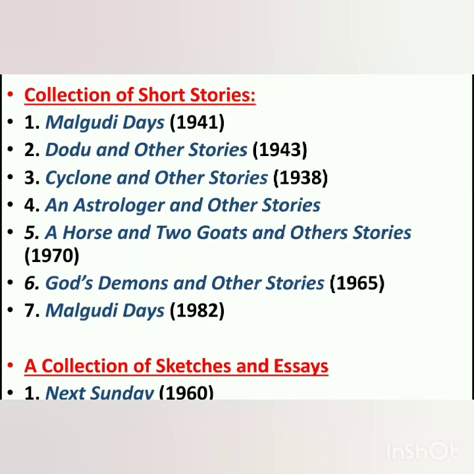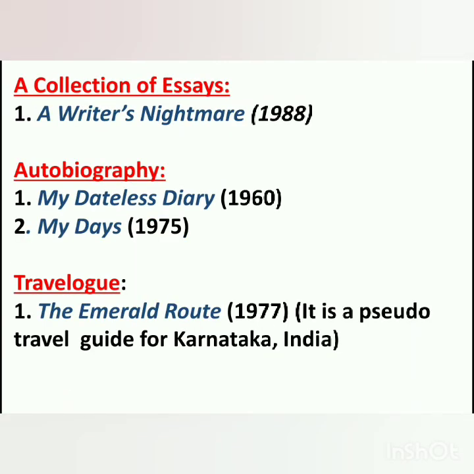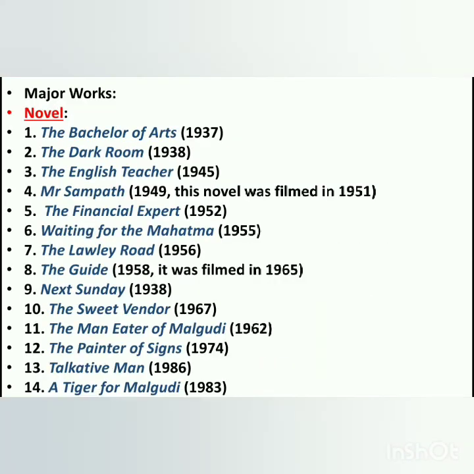Now we have to know about the collection of short stories written by RK Narayan. At first we have Malgudi Days, then Dodu and Other Stories, then Cyclone and Other Stories, then An Astrologer's Day and Other Stories, then A Horse and Two Goats and Other Stories, then Gods, Demons and Other Stories. Now a collection of sketches and essays, which is Next Sunday, and a collection of essays, which is A Writer's Nightmare. And now we have two autobiographies, My Dateless Diary and My Days, and one travelogue, which is The Emerald Route, a pseudo travel guide for Karnataka, which is situated in India. Okay. So these were the bunch of literary pieces written by RK Narayan.